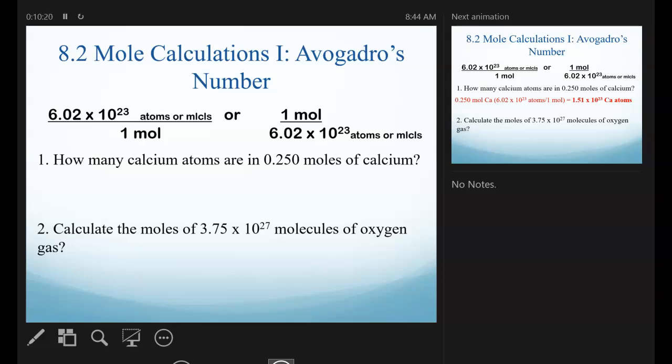Now, if I'm going from molecules to moles, what do I need to do? The molecules have to be on the bottom. What should be on top? And it's always per 1 mole. Oh, okay. What number is this? 6.022 times 10 to the 23.